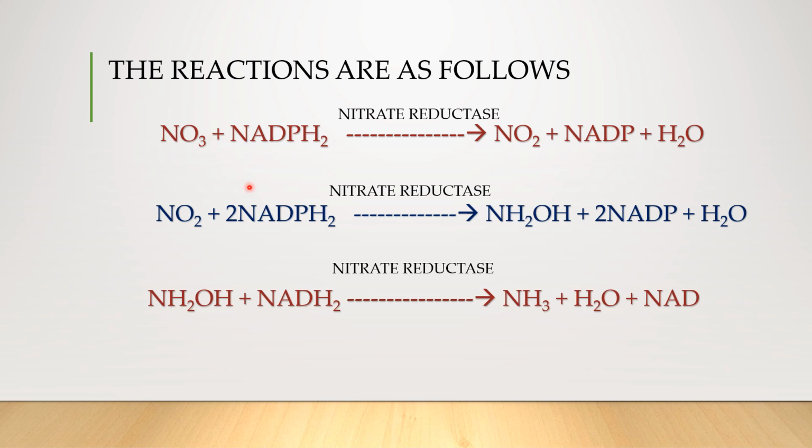And the reactions involved are as follows. The nitrate is converted to nitrite. NADPH is a source for protons and you have nitrate reductase. Then the nitrite is reduced to ammonium hydroxide. You have nitrate reductase again doing the same thing, then 2 NADPH. Then finally you have ammonia formed in the last step, and this is also catalyzed by nitrate reductase, and finally one water molecule is formed. So NADPH, NADH, these are the sources for protons.